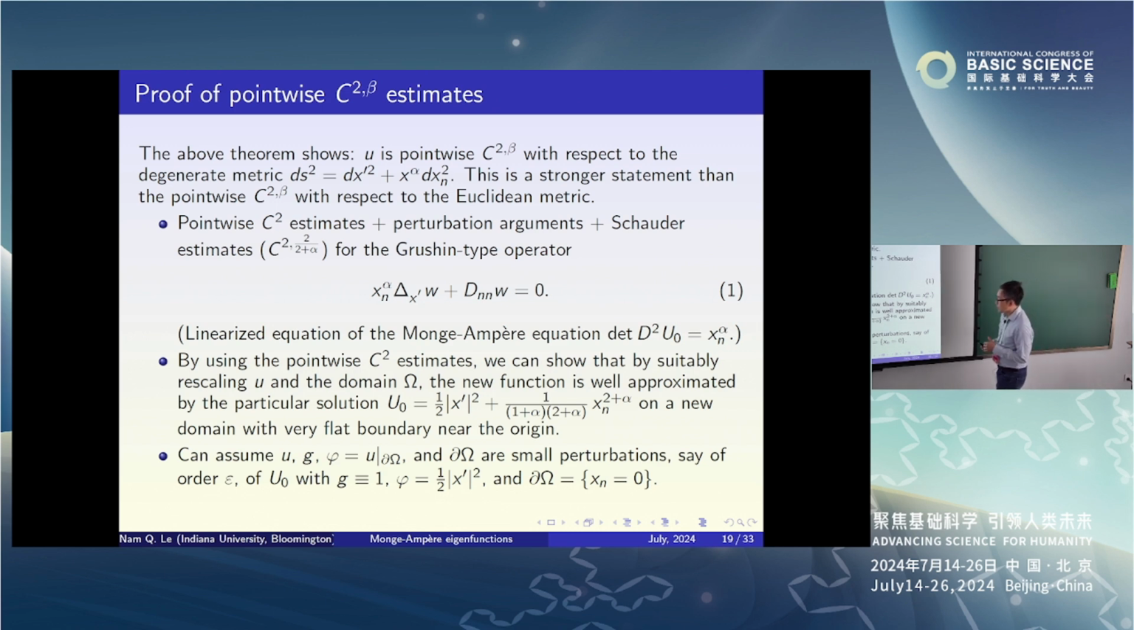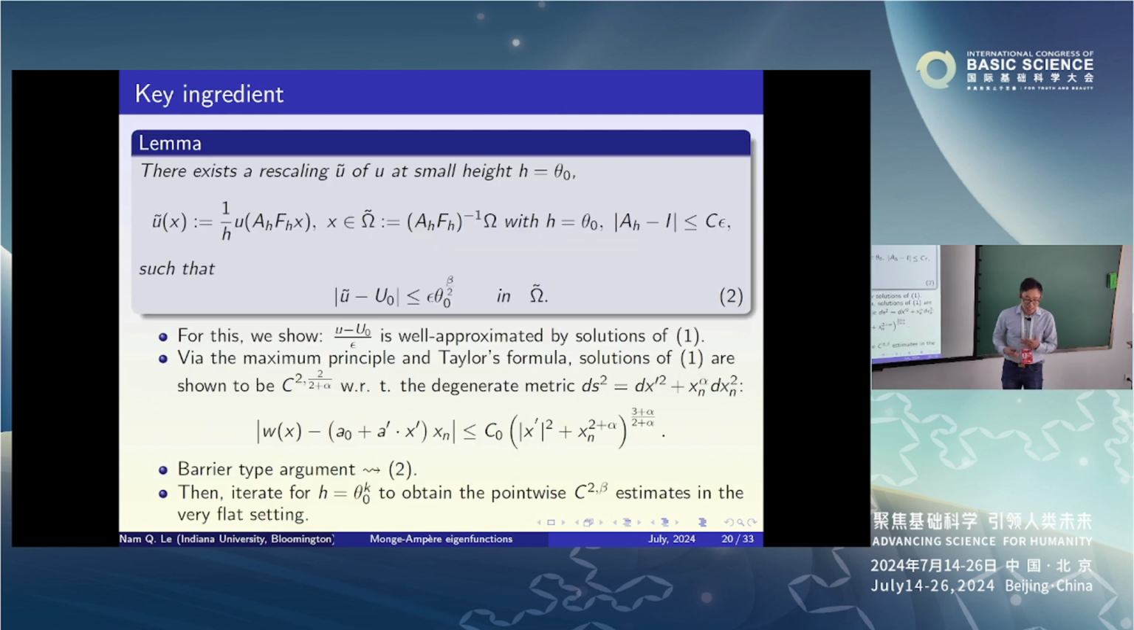Therefore, in that situation, we can assume that the solution u is a small perturbation, let's say of order epsilon, of the solution u naught, and the ratio function G is 1, and the boundary data is just this quadratic polynomial in x prime, and the boundary near 0 is just the hyperplane x_n equals 0. So how to go further? We need to prove the C2 beta estimate. The way to do that is to focus on a small region around the origin and rescale using the map A_h, which is the scaling invariant map of the equation.